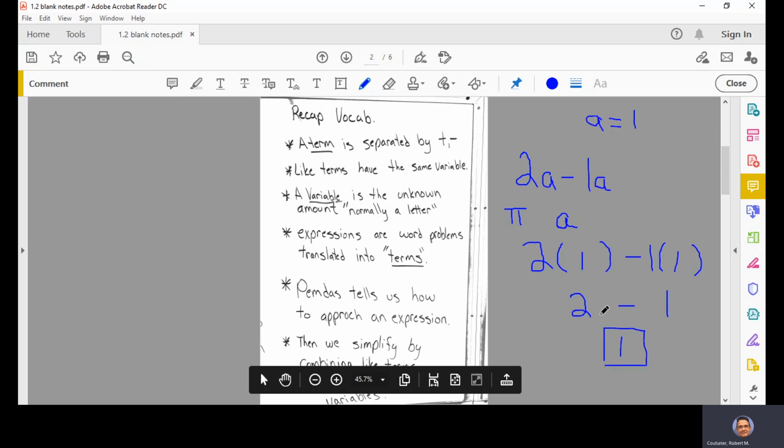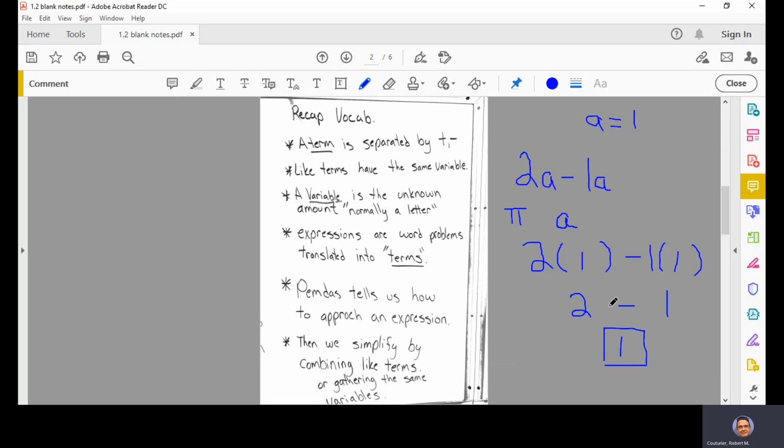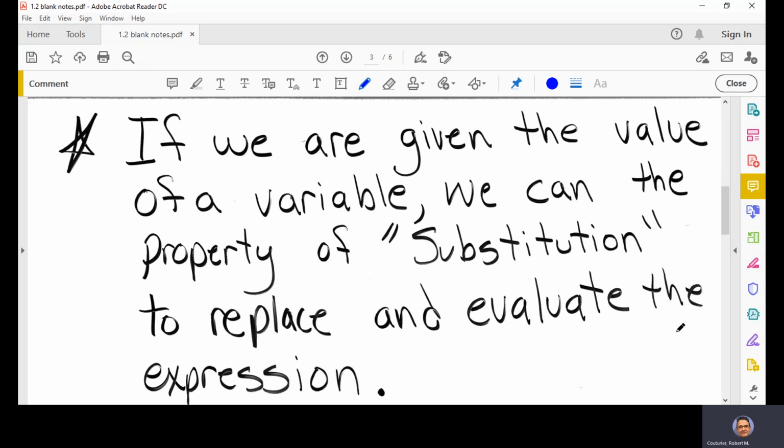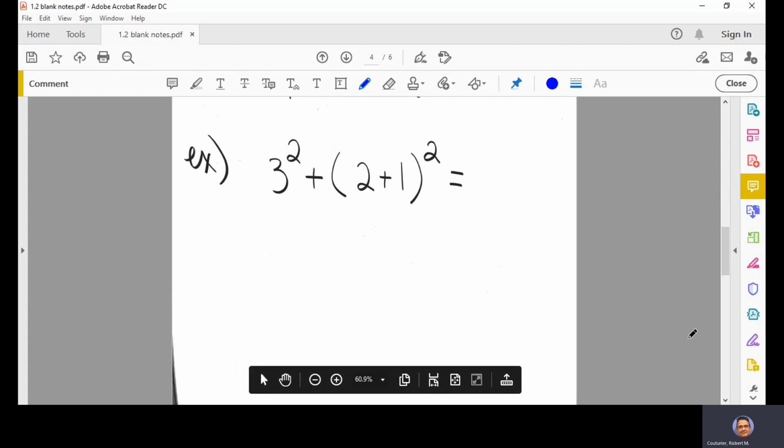The law of substitution says if we give you the value of a variable, you are allowed to plug that value in and then evaluate. So very, very key concept that we start with. If we give you the value of a variable, you are allowed to substitute it into that problem everywhere that exact little variable sits. And this starts some of our examples.